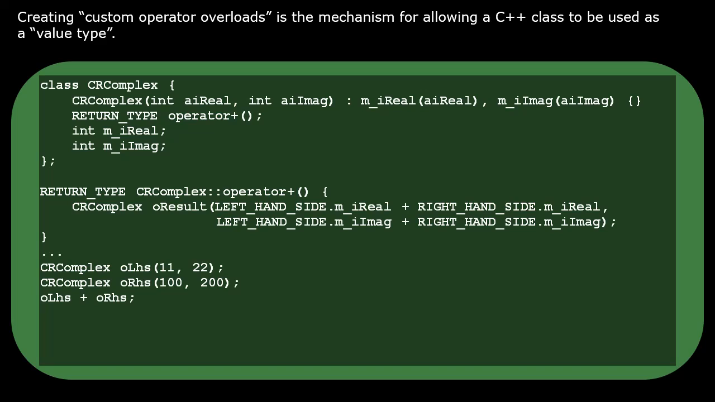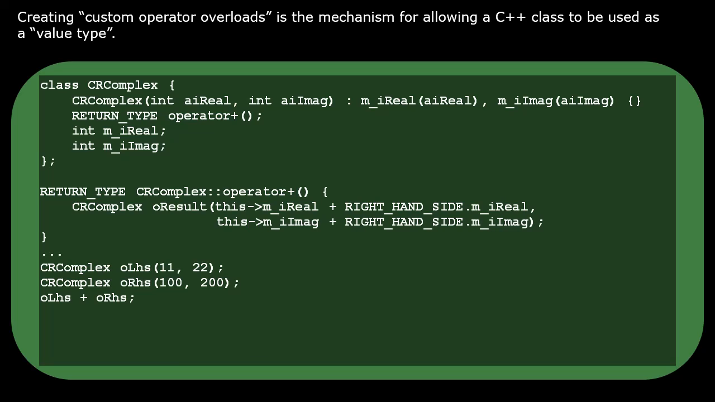You could have written the operator overload as a global function, accepting left-hand side and right-hand side operands as its two parameters. But we've written this as a member function. So the member function's this pointer will be pointing at the left-hand side object, OLHS. The compiler automatically passes in the right-hand side object as a parameter.